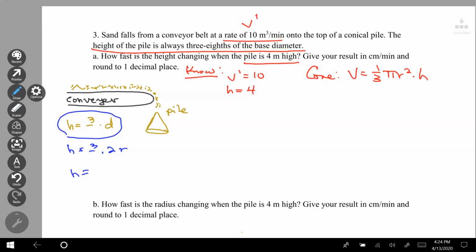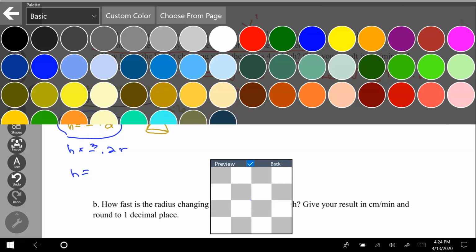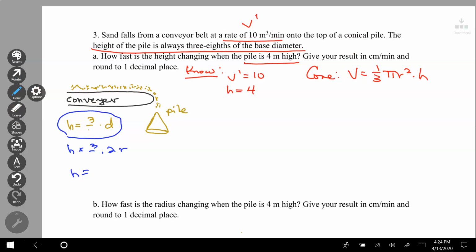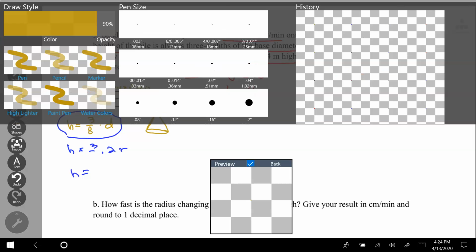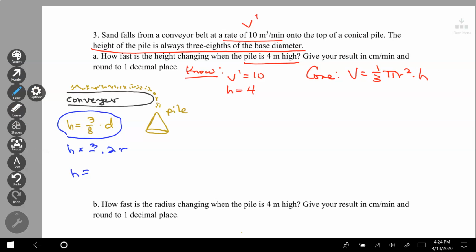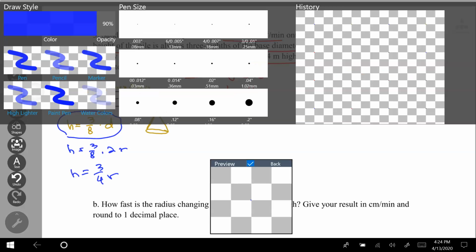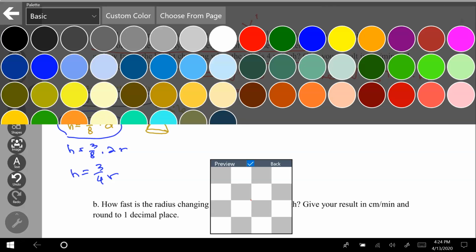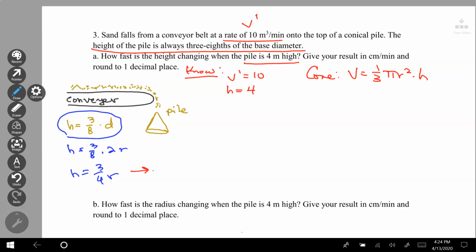Go back. Gotta read my words better. This is 3/8. My bad. The height is 3/8 the diameter, or 3/4 of the radius. And what I can do is saying that r is equal to 4/3 the h. And that is going to be key. I'm going to be using this as a substitution.